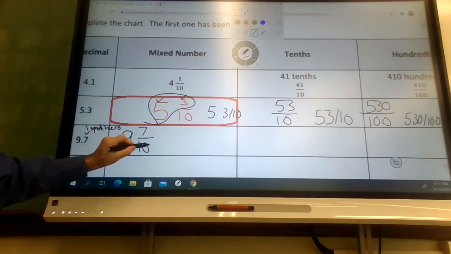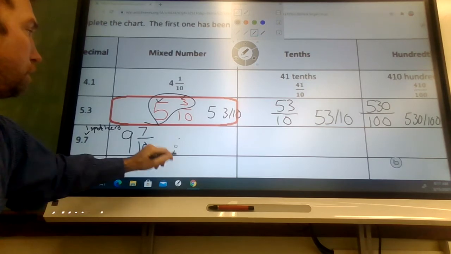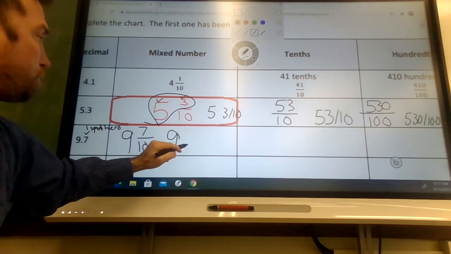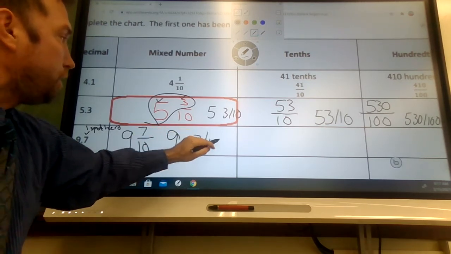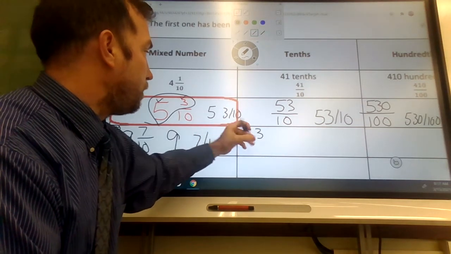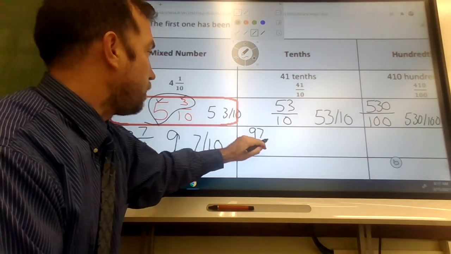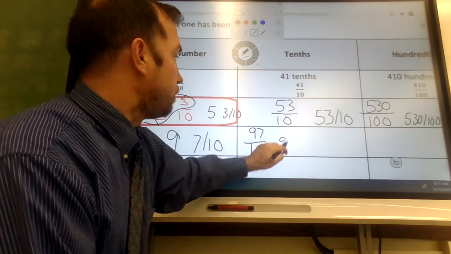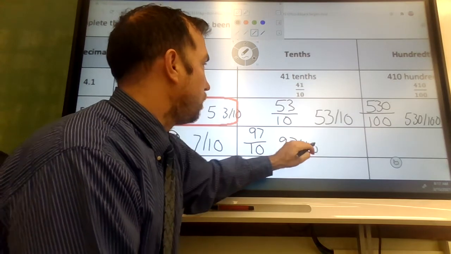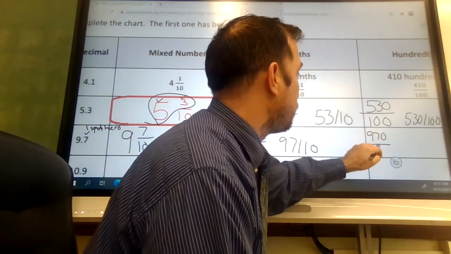So I know I'm out of tenths. Whole number 9, space 7/10, which again I could also call 97/10. What am I doing? Thinking ahead. I was looking at the 53. You can also call that 97/10 or 970 hundredths.